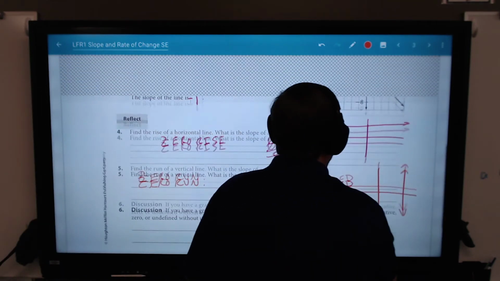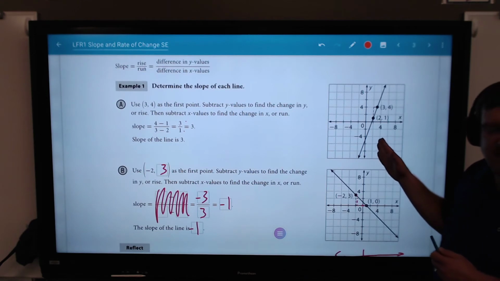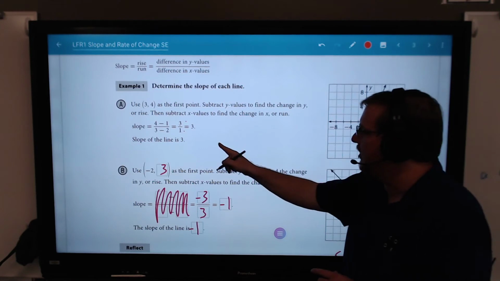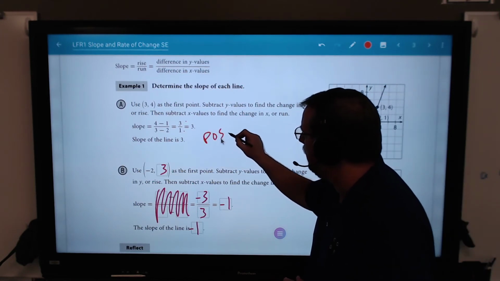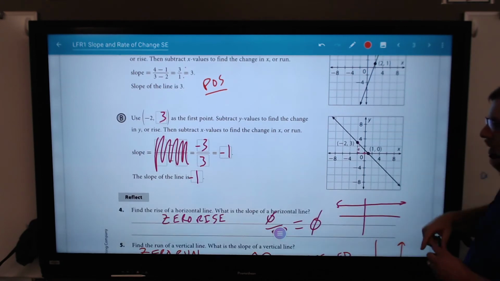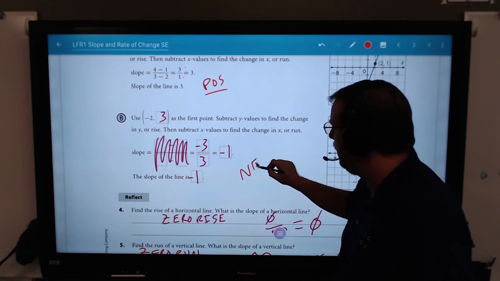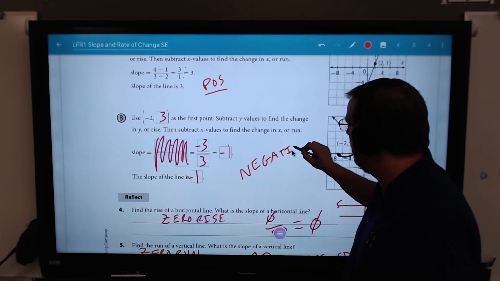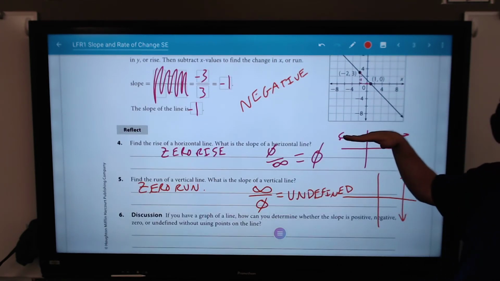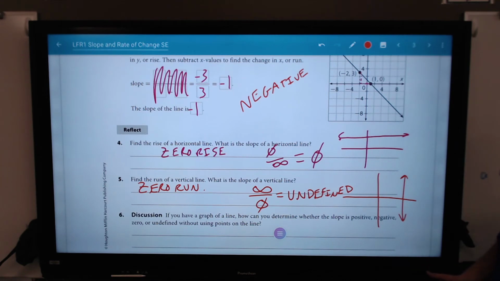And so if we look here, let's look what we got. This graph right here, as I went left to right, that's going uphill, and that gave us a positive slope. Right? This next graph went downhill, and that turned out to be a negative slope. If you look at the graph of a horizontal line, we said that was a 0 slope. And the graph of a vertical line, we called that an undefined slope.